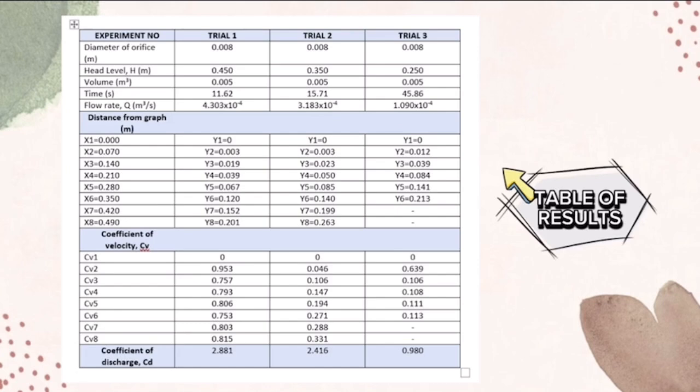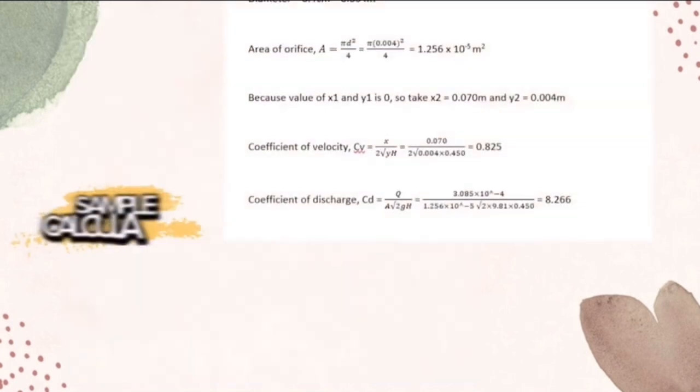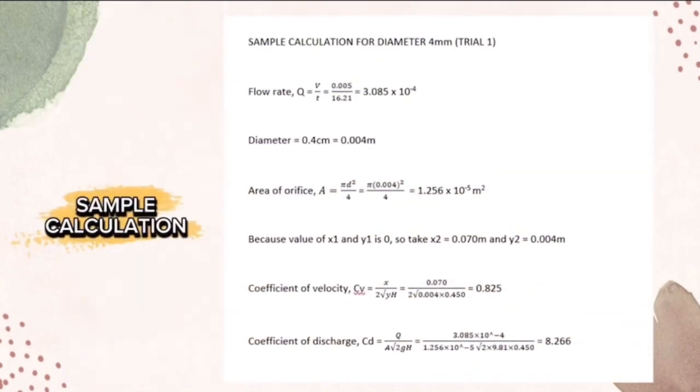After that, for this experiment, we needed to determine the distances x and y from the graph. These distances were obtained from the graph plotted during the experiment, where x represents the horizontal distance and y represents the vertical distance. This is a simple calculation for trial 1 of the orifice coefficient experiment.